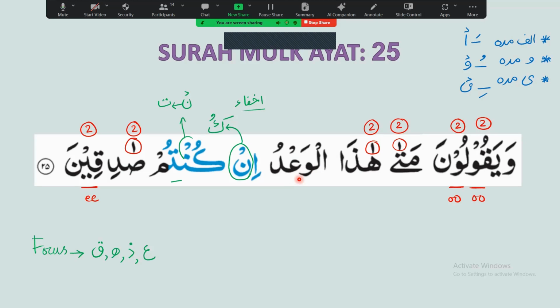Qalqala is that there are five letters which, when they come with a sakin on them, their sound bounces back. There is an echo in them. So this ayn is not from those five letters of qaf, ta, ba, jim, dal. So this ayn is not a qalqala letter. The quality of this ayn is that it has rikhwa in it, which means softness. You do not stop at this word quickly when it has a sakin on it. You do not say wa'a.